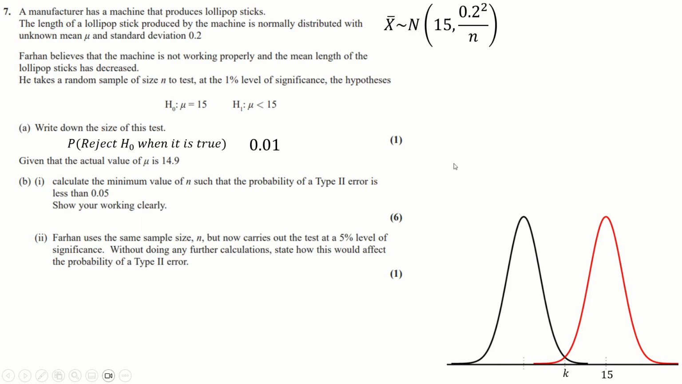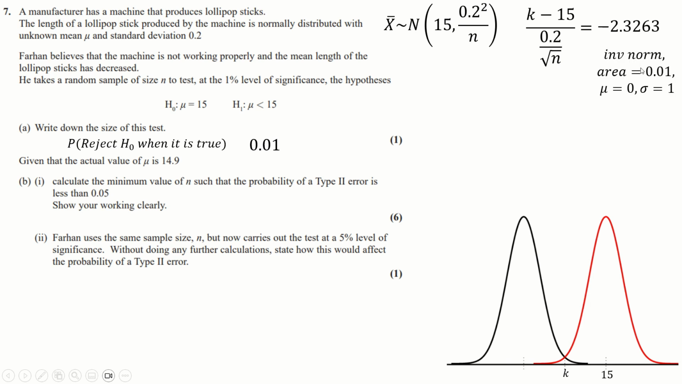So to do that, of course, we're just going to standardize it. So we're working with this distribution. So it's going to be k minus 15 over 0.2 over root n, equals, and now get out your calculator or use the tables, it doesn't really matter, inverse normal area 0.01, because of course we want this area to be 0.01 here, just underneath this red graph. Mean 0, sigma 1, of course the standard normal distribution there, and we get this value here as the value that we need to get to. Times this across, and add 15, and we end up with this here. So okay, that's our critical value of k.